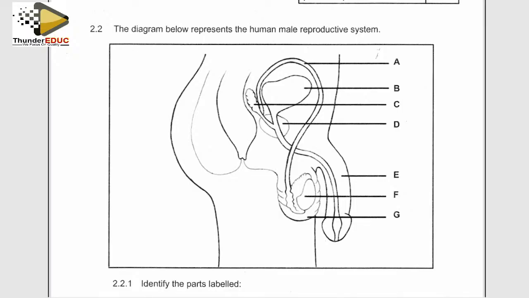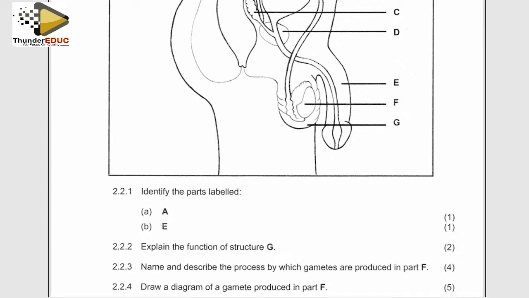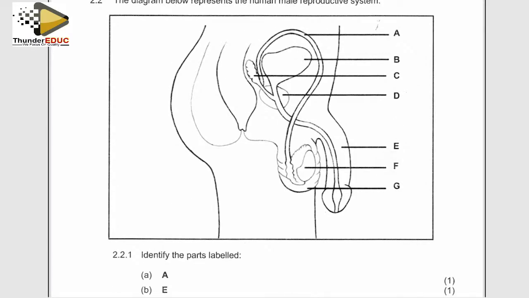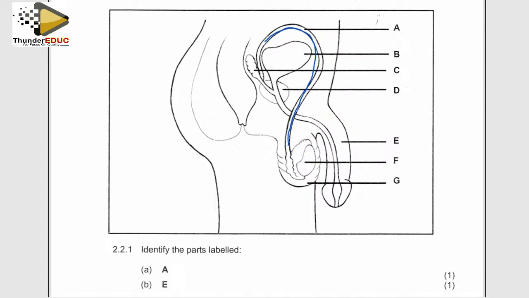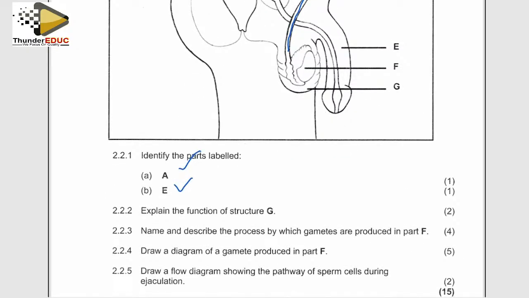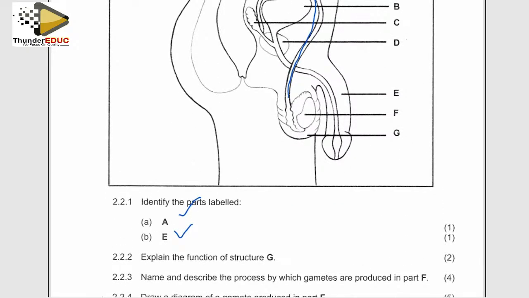2.2, they're saying that the diagram below represents the human male reproductive system. Identify the part labeled A. So I told you, follow. Yes, so A is the vas deferens. Then B, please don't call this sperm duct. Then E is the penis.